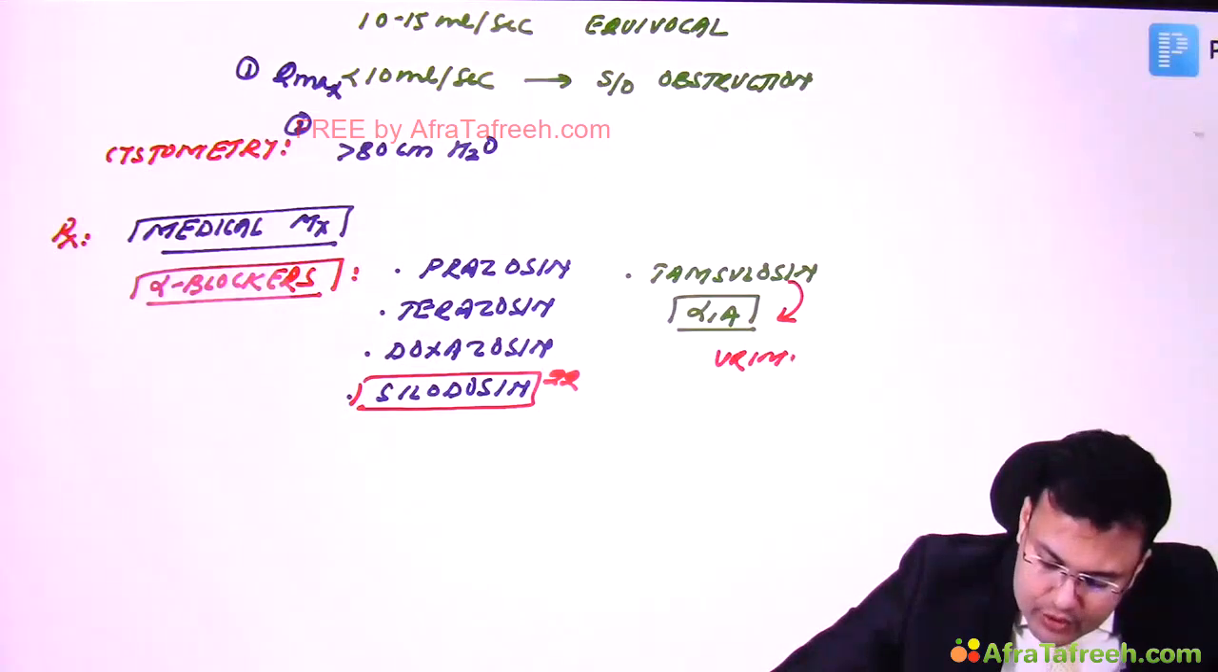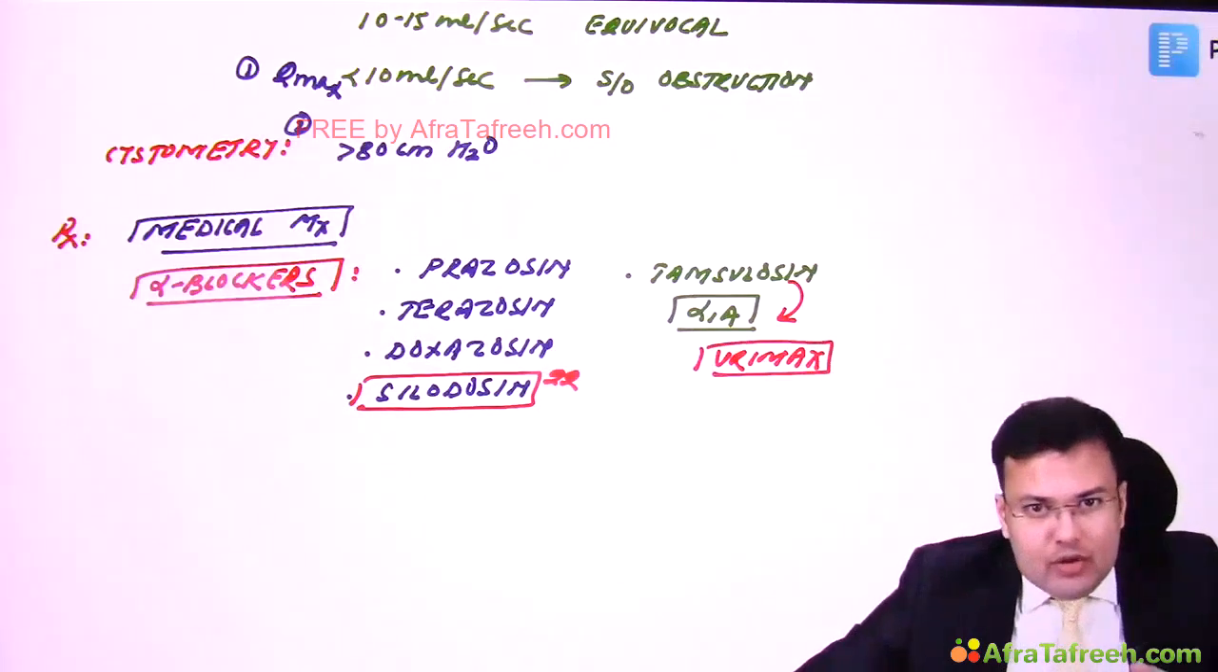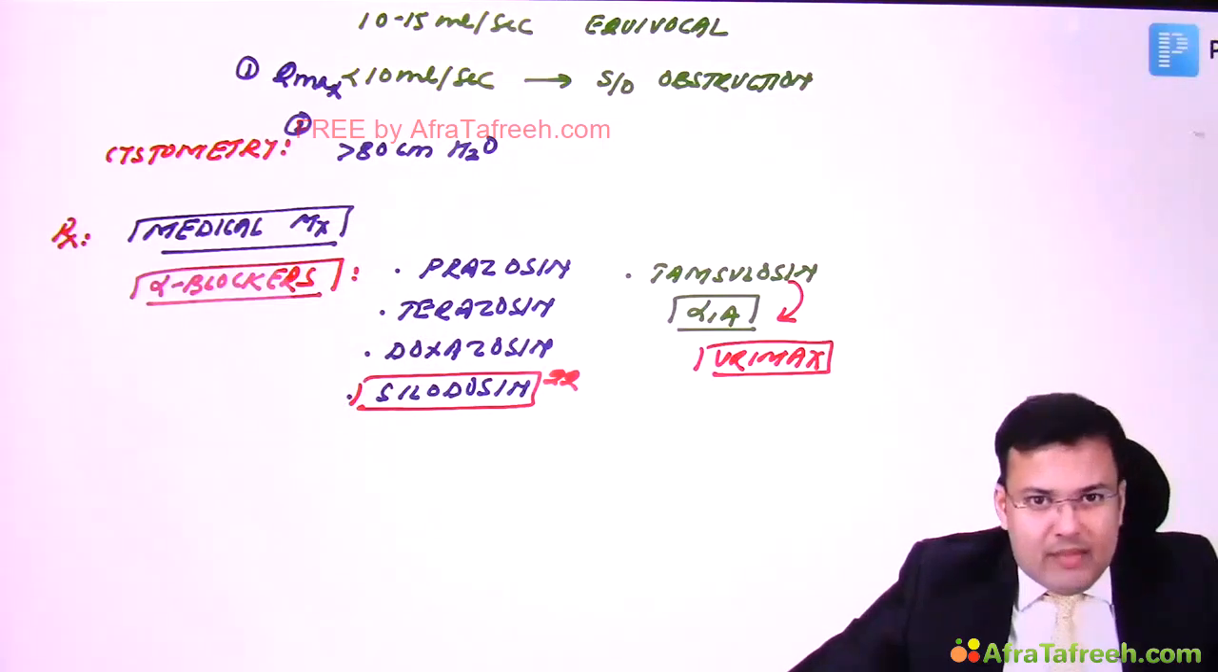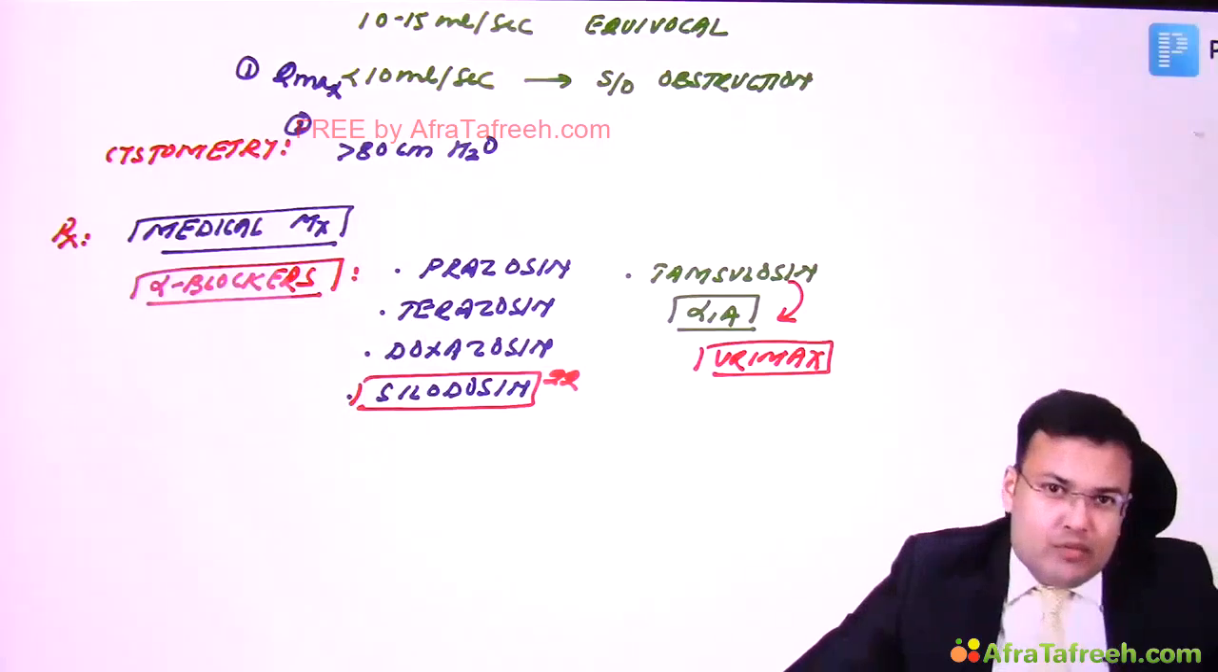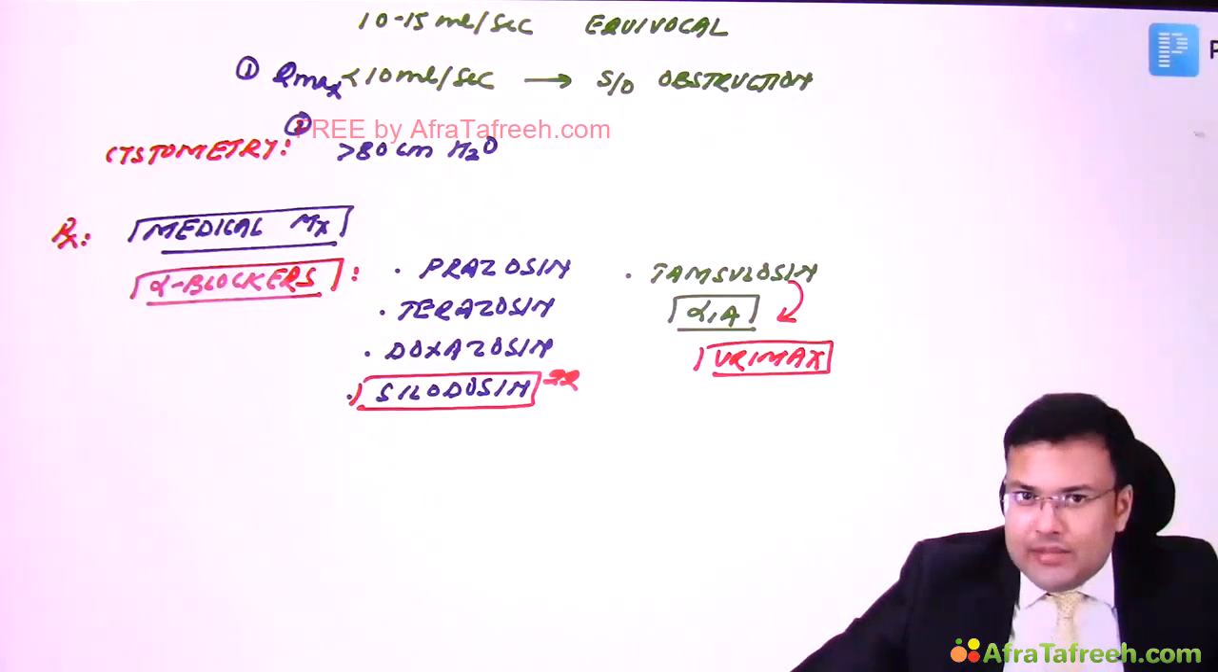So whenever the patient hears the name of this drug, Urimax, the patient is happy that I will do maximum urine everywhere. Maximum urination, Urimax, right? And generally the dose is 0.4 mg OD HS. So this is most commonly used.